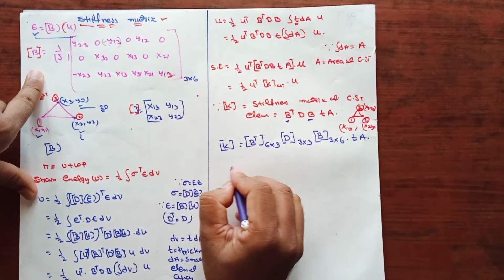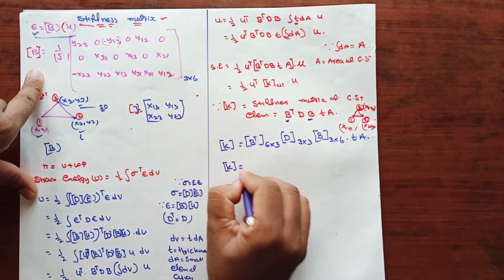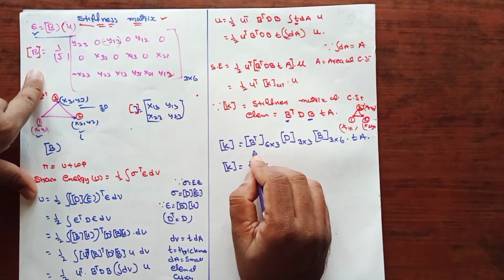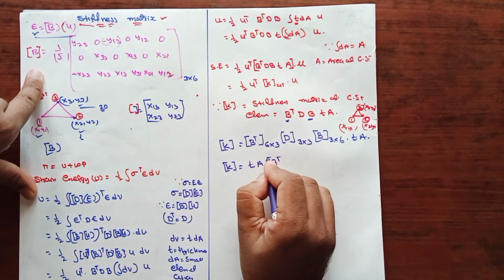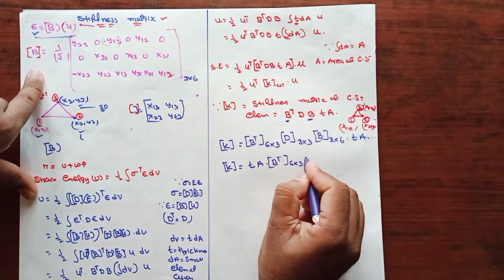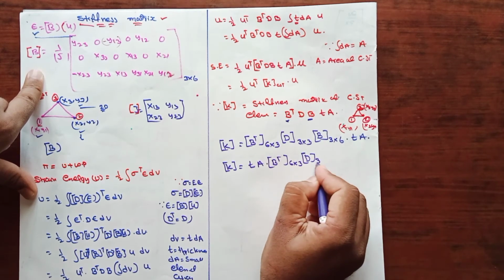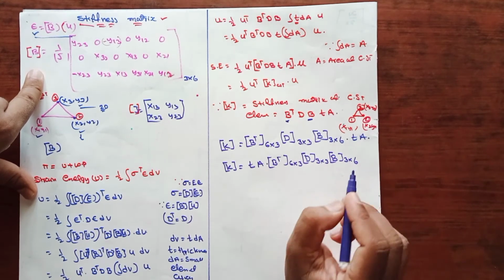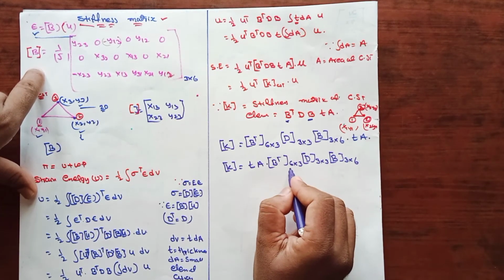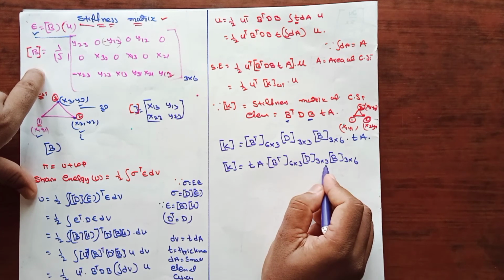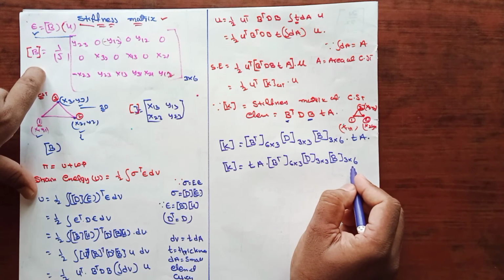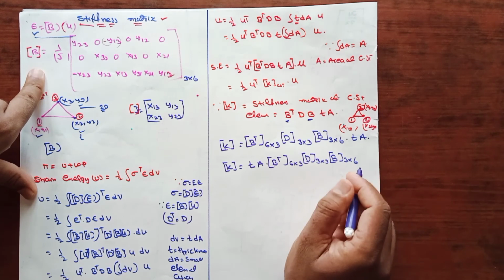So the stiffness of the CST element can be written as thickness into area into B transpose, which is 6 by 3, into the D matrix, which is 3 by 3, and the B matrix, which is 3 by 6. If you multiply these, 6 by 3 into 3 by 3 gives 6 by 3, and 6 by 3 into 3 by 6 then gives the final matrix.